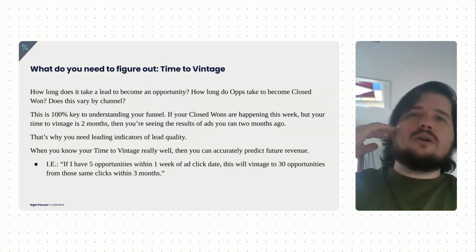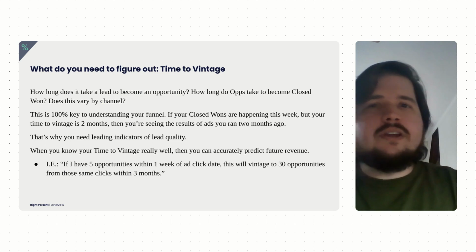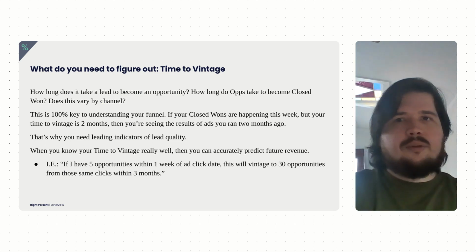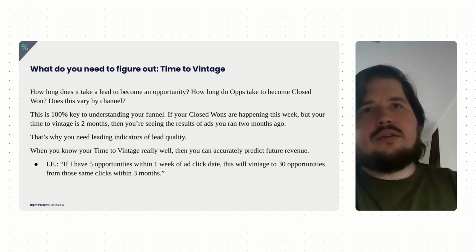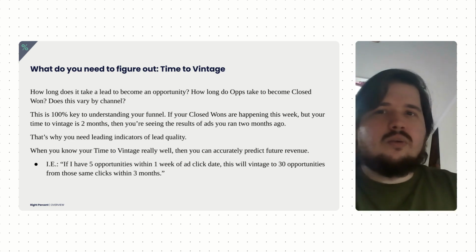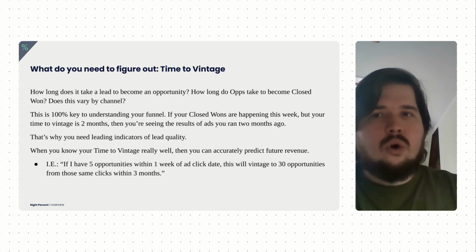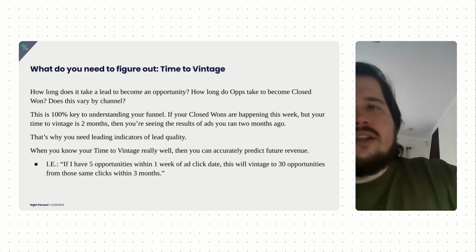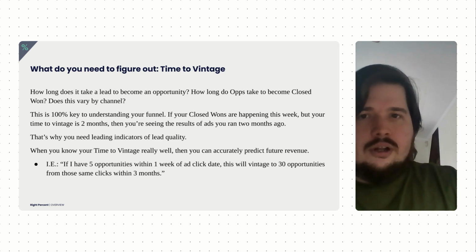Time to vintage is also important. Vintage is a new word for a lot of people, but it comes from wine. Like, the 1983 vintage of wine has been aging. It's the same thing with this. Another way of looking at it is cohorts. And it's 100% key to understanding your funnel.